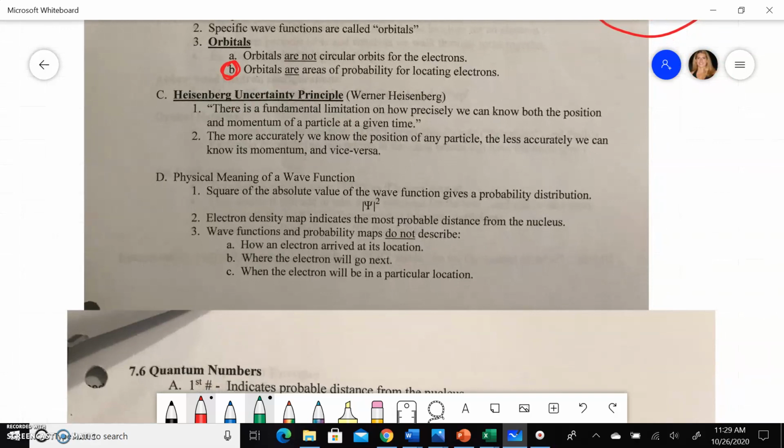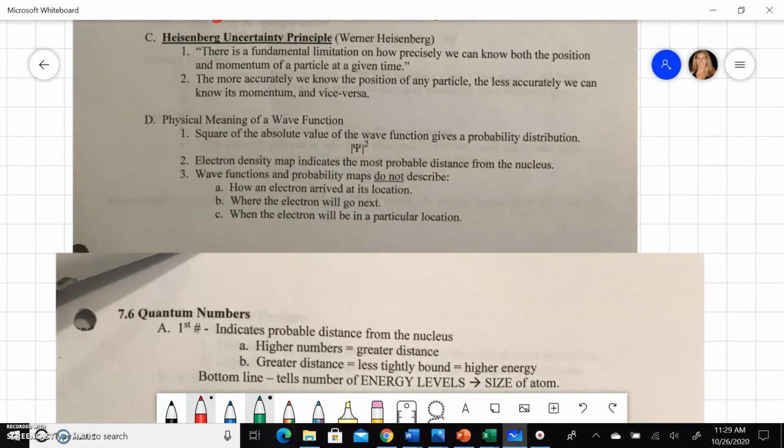Heisenberg's uncertainty principle goes along with some of the stuff we talked about yesterday, but he says it's impossible to know exactly the position and the momentum of a particle at a given time. The more you know about one, the less you know about the other. And so that's why we call it probability instead of certainty. We don't know exactly where the electron is because we can only know one of these at a time. That can also be used as an explanation on an AP exam for why we only know the probability: we can only know one of these in detail at a time.